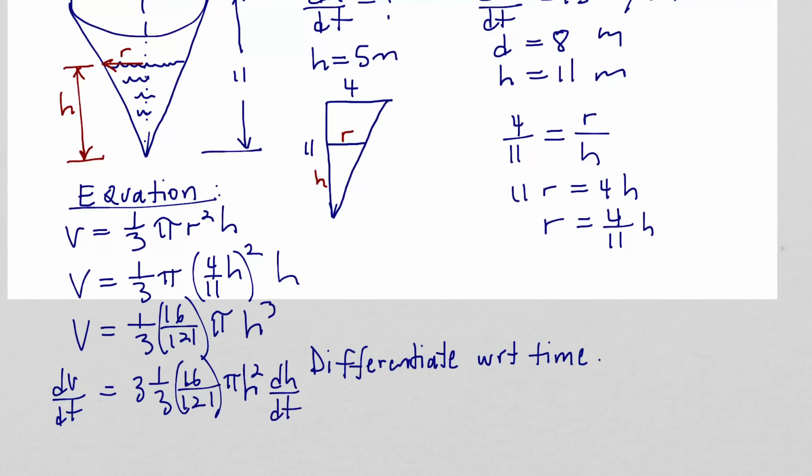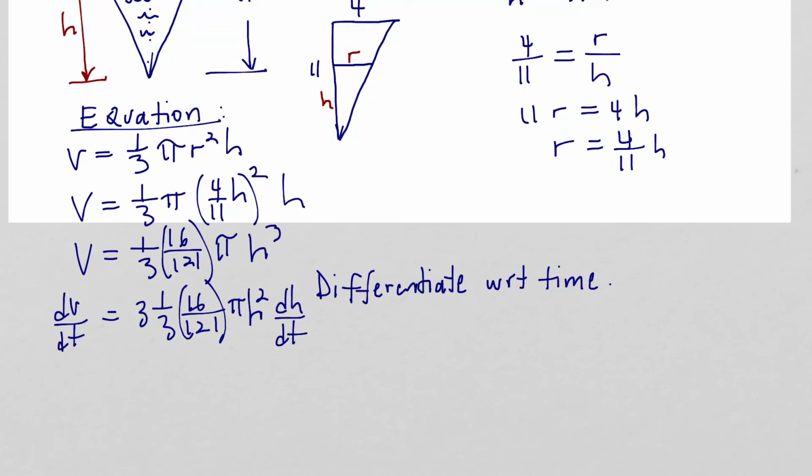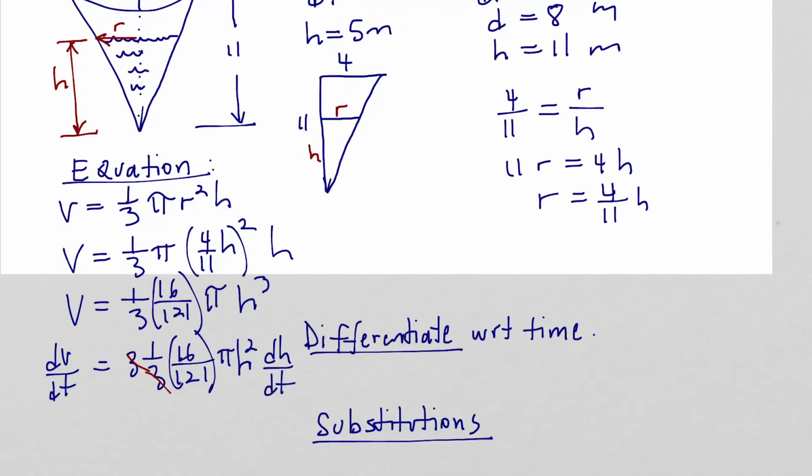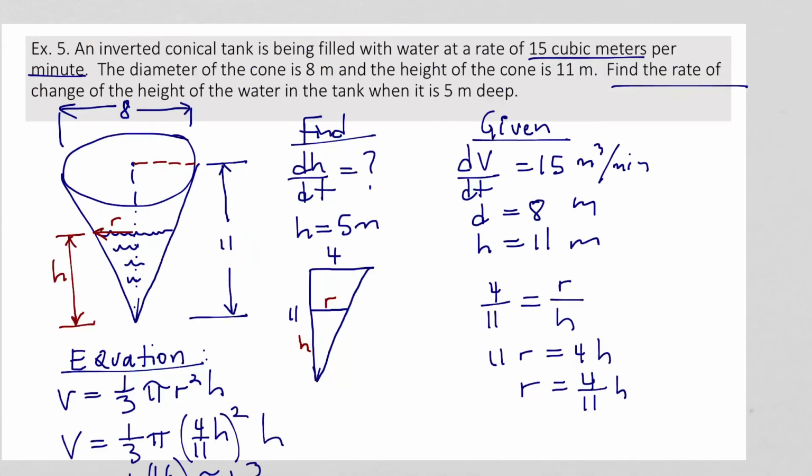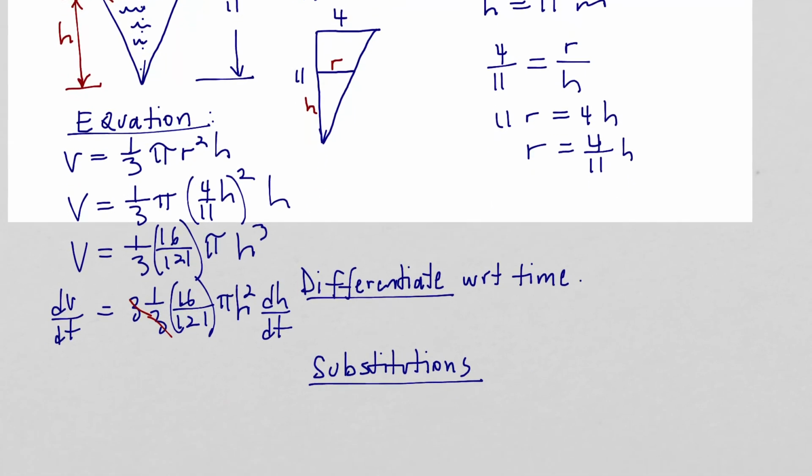H is also a function of time. All right, so I can cross out these 3's here. Now I have to do my substitutions. So what I was asked for here was to find the rate of change of the height of the water when it is 5 meters deep. All right, so that means H is 5, and I'm also given that the change in volume with respect to time is 15 meters cubed per minute. So I can use those as my substitutions.